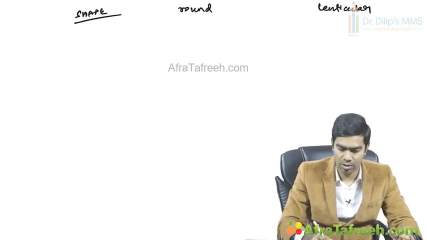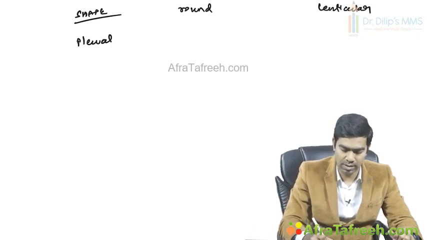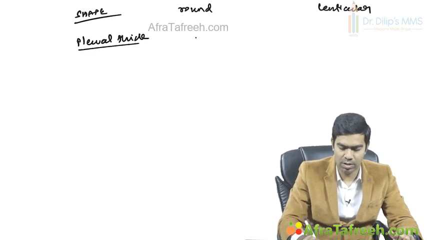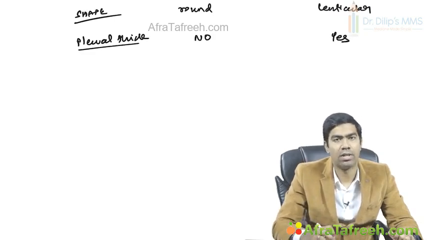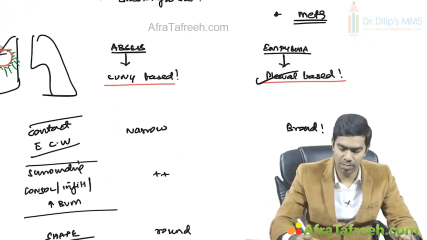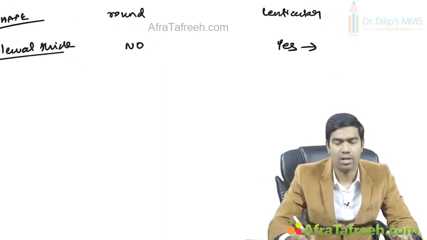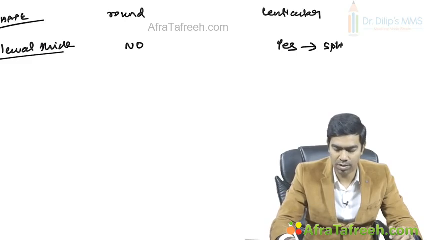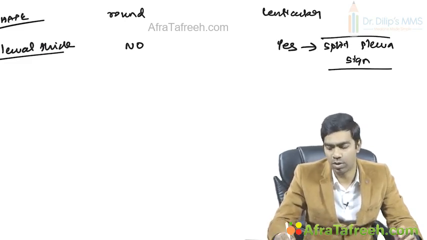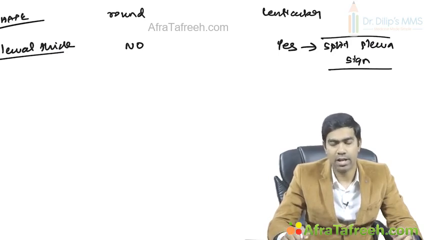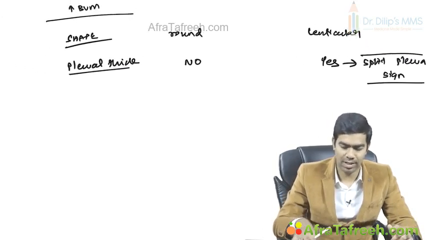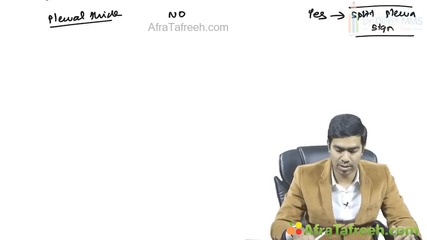Clear? Then, will there be any pleural thickening? Obviously no in case of lung abscess, yes in case of an empyema. That's why I told you it's pleural based, not lung based. So you get pleural thickening, and this pleural thickening is also responsible for one of the very important signs called the split pleura sign. Very, very important sign, where the parietal and visceral pleura will be thickened. It will appear like the pleura is split into two. We'll see that sign in a CT in some time, the split pleura sign.